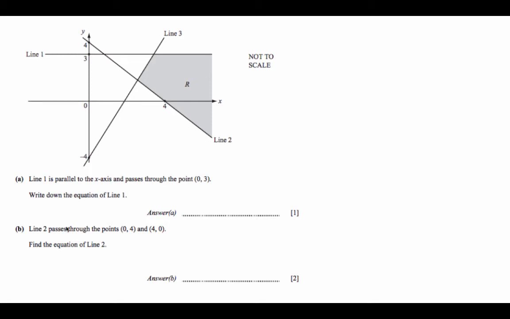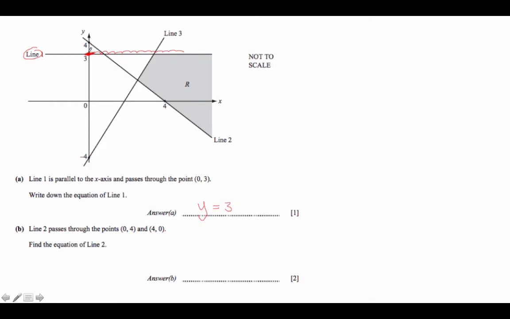In question 3, we're shown a graph with a region shaded, and the first part says write down the equation of L1. So L1 is this line here, and it says that it's parallel to the x-axis, and it cuts at 3. So if I were to walk along this line, my x-coordinate would always be changing and getting bigger and bigger in this direction, but my y-coordinate would always be staying the same. So the equation of this is y equals 3.